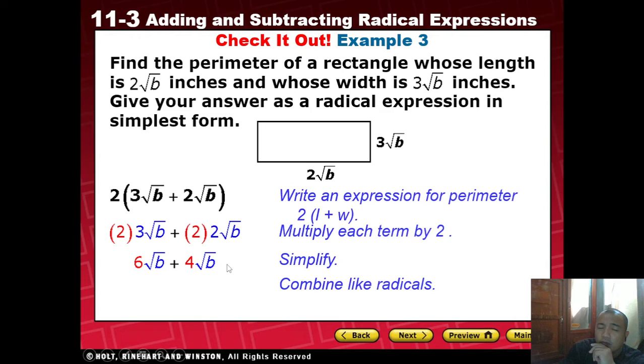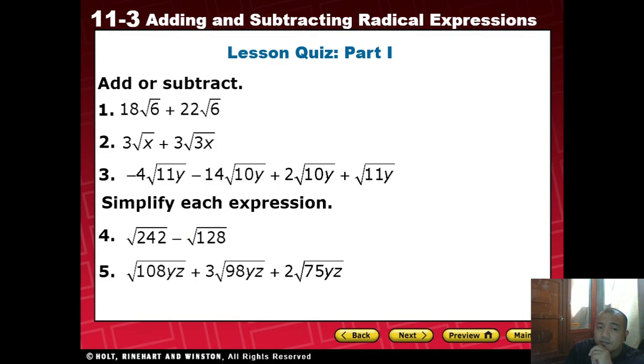That is combining like terms. Just add 6 and 4. 10 square root of b is the what? The perimeter of the rectangle. Yes. Perimeter is 10 square root of b inches.